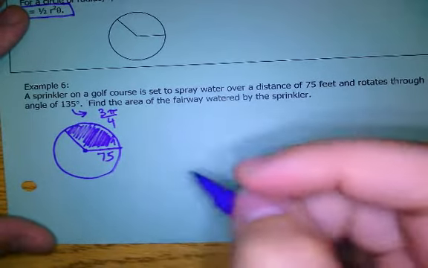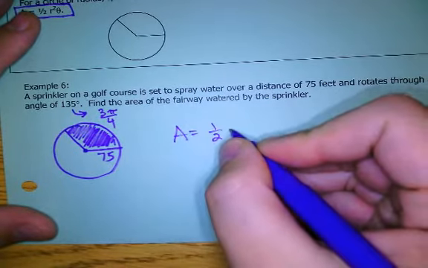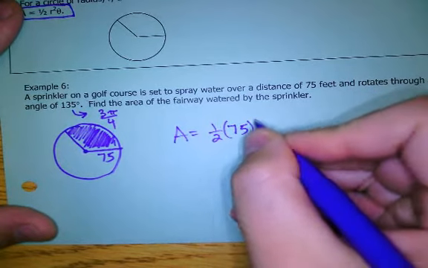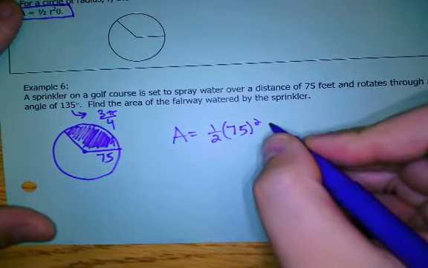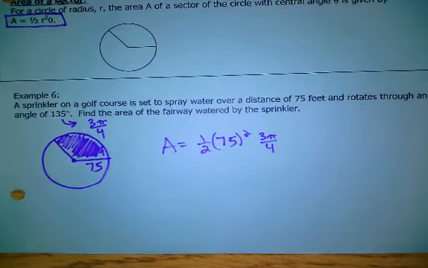So the formula is A equals 1/2 r squared theta, which is very good, class. 75 squared times 3 pi over 4. This one you're going to need a calculator for. I want it in terms of pi though. So multiply everything except for pi. What do we get?